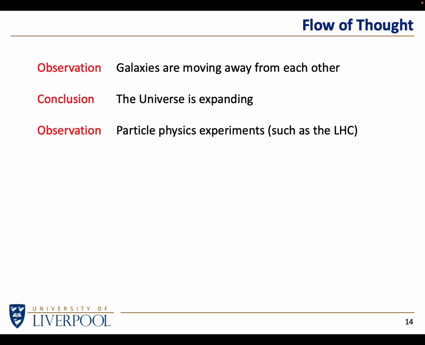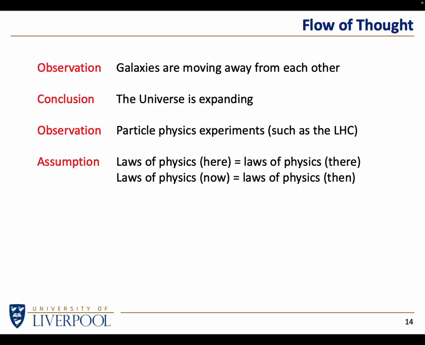Another observation, or set of observations we can make, is the fact that we can do experiments. We can do physics experiments here on Earth and try and figure out how things are put together. For instance, we can bang protons together in a particle physics experiment, such as the Large Hadron Collider, and we can get an idea of what we're made of. We're made of molecules, molecules are made of atoms, atoms are made of smaller stuff, etc. And we can make observations about the universe, but we have to make some assumptions about how those two things are linked.